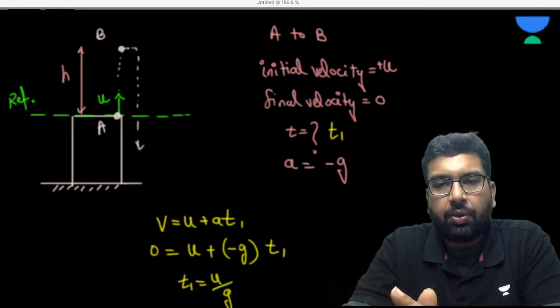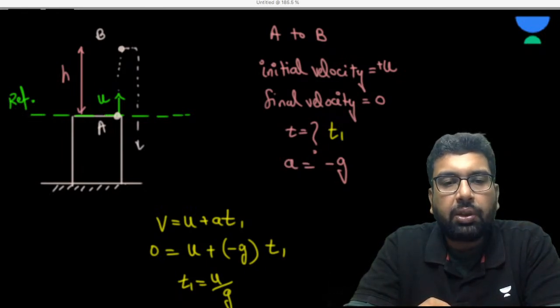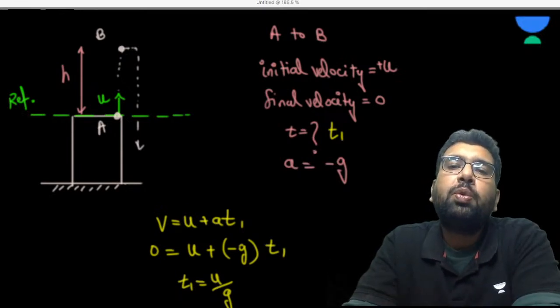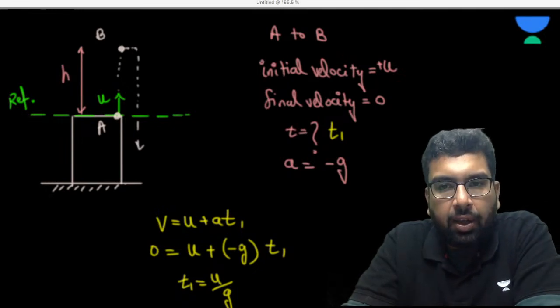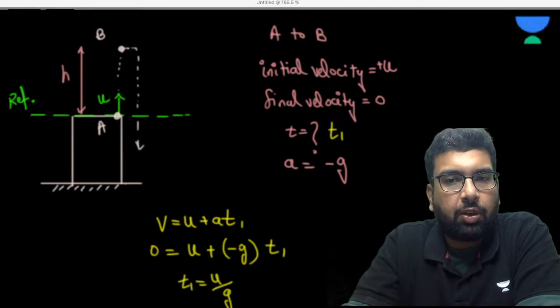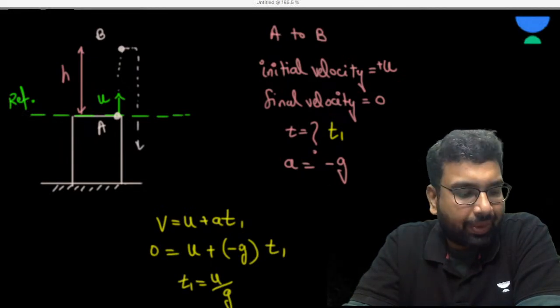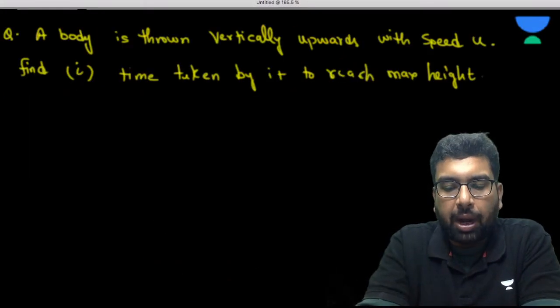See, we have used the sign convention simply. We have used the equation of motion. Which equation of motion is to be used? When we have initial velocity, when we have final velocity, when we have the acceleration, we need to get the time. So obviously we must use the first equation, v is equal to u plus at, right? Wonderful. Now let's try one more part of it.